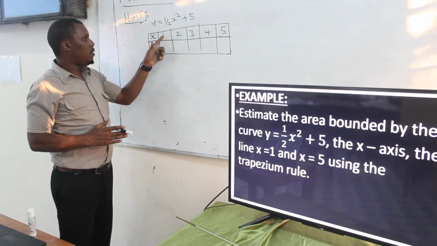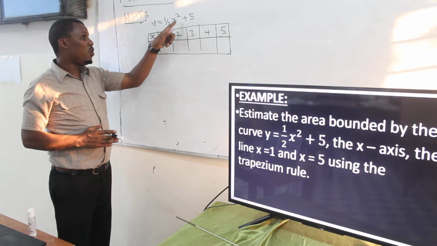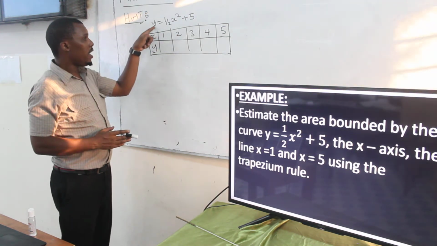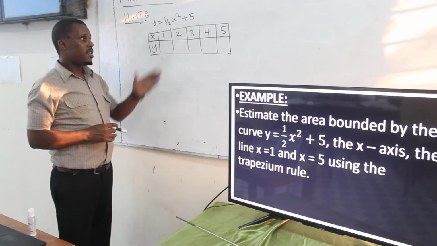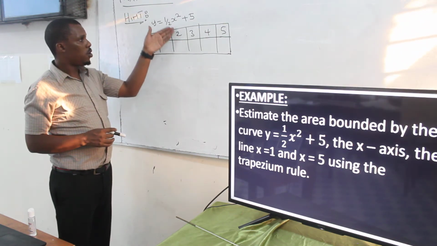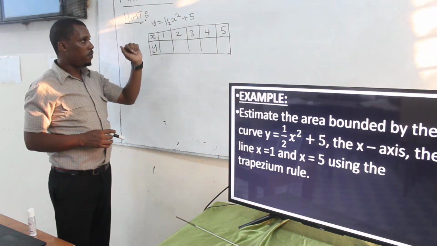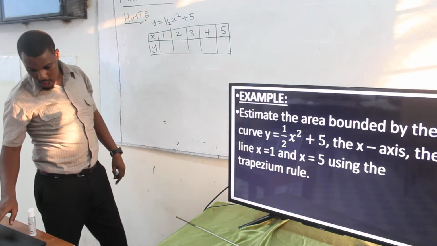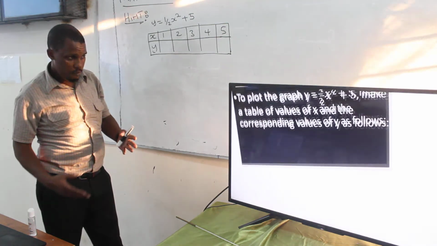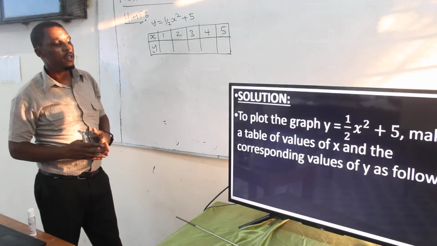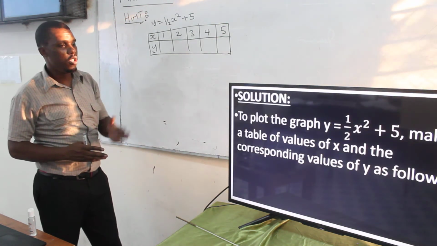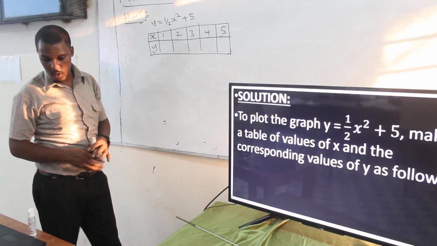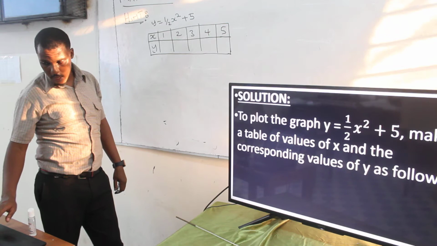So once you substitute the value of 1 in this equation, you're going to get the value of y when x is equal to 1, since y is depending on the value of x. Same case should be done when x is 2. You substitute. Then you solve. 3, 4, up to 5. Then from there we are saying the solution part of it is to plot that graph. Then for you to plot the graph, you need to make the table for those values, and then the corresponding values of y as follows. That's the table that I'm talking about here.